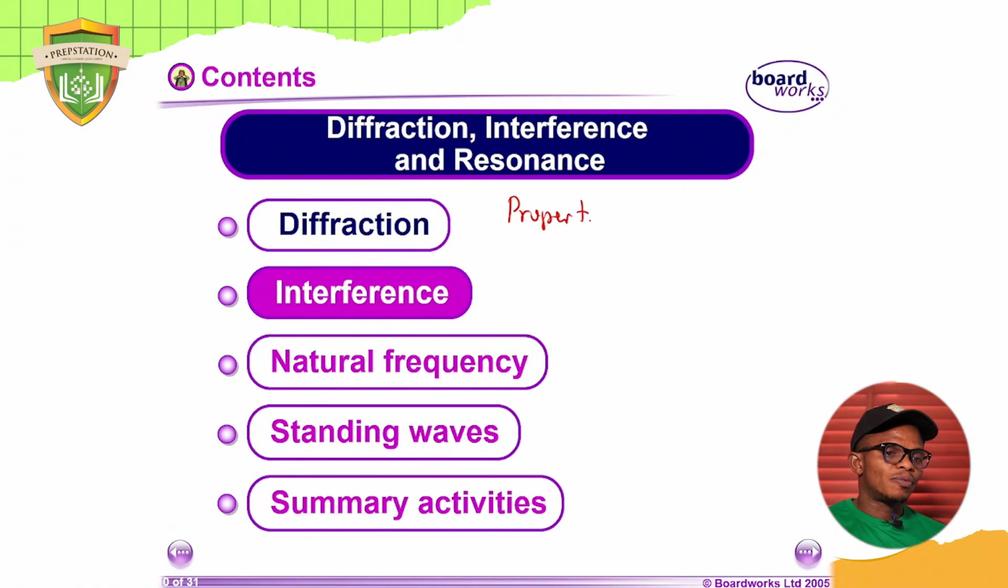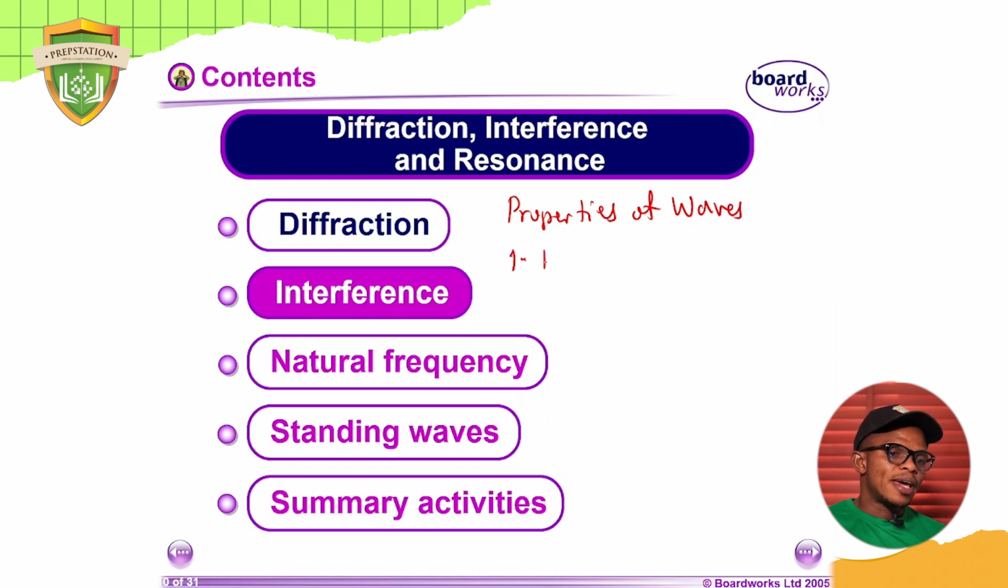Now we want to go into the properties of waves. Now, how do you identify waves? What are those properties that you will look at and say, okay, yep, what I'm seeing is actually the exhibition of waves? So there are five properties of waves. Let me write them down before I go through them one after the other. I said there are five, okay?